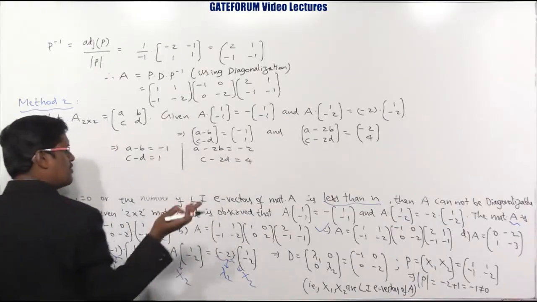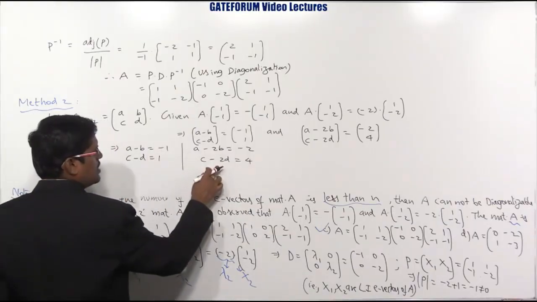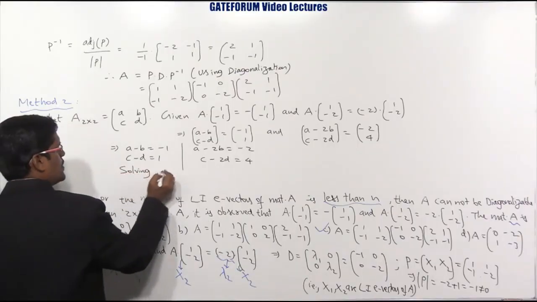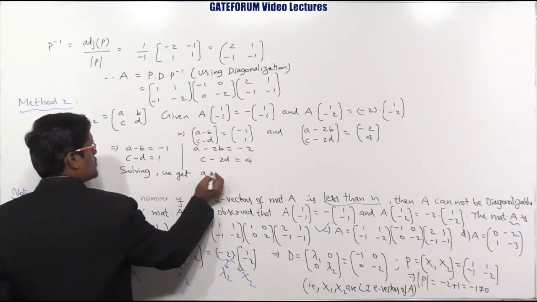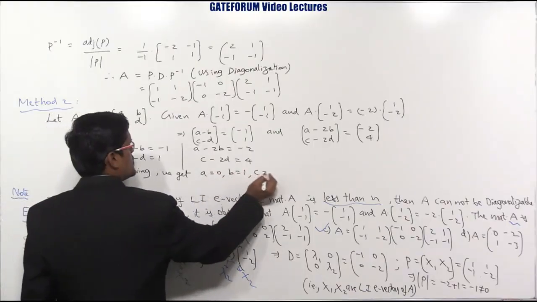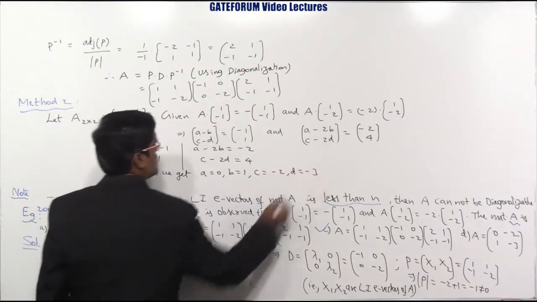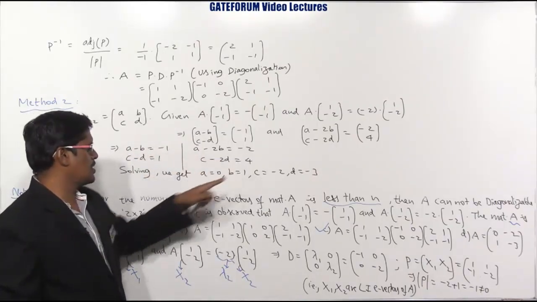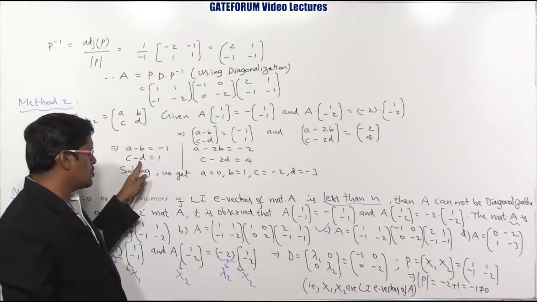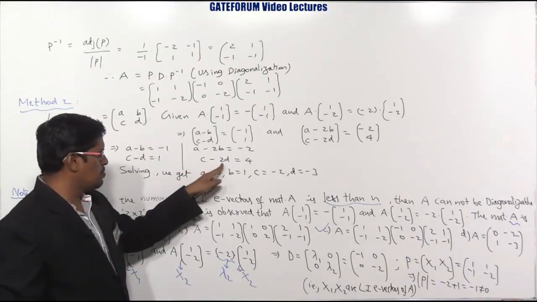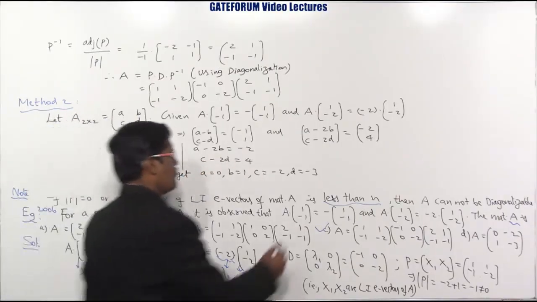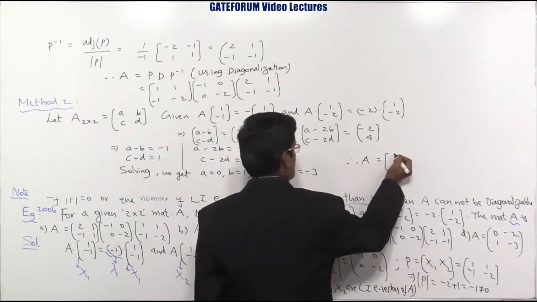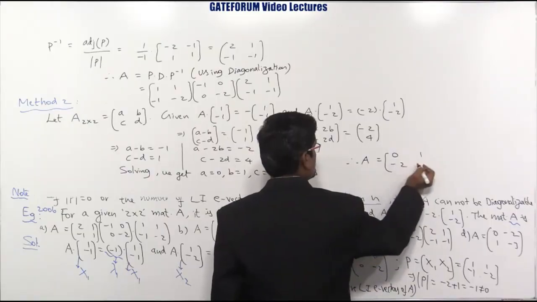Solving the a, b equations will give the a, b values; solving the c, d equations, we get a is equal to 0, b is equal to 1, c is equal to minus 2, d is equal to minus 3, just by subtracting like that. So 0 minus 1 is equal to minus 1, 0 minus 2 is equal to minus 2. Minus 2 plus 3 becomes 1, minus 2 plus 6 is equal to 4. Okay. So therefore, A is equal to [0, 1; -2, -3].